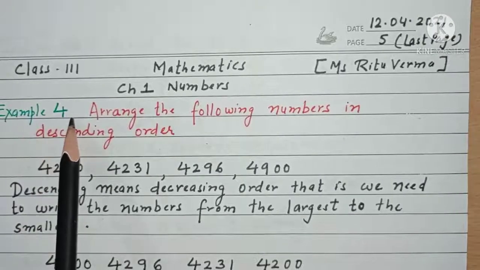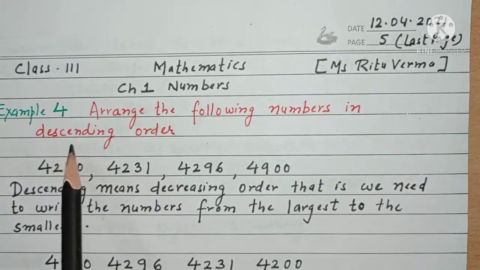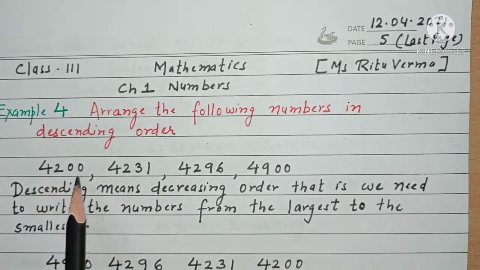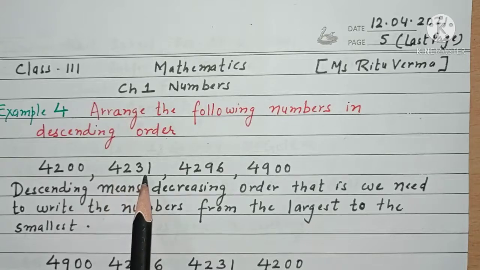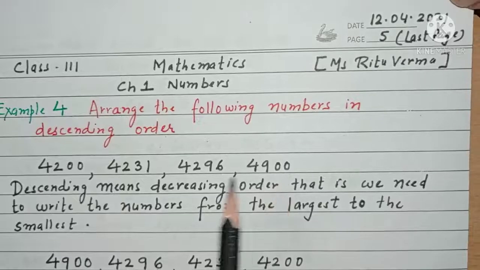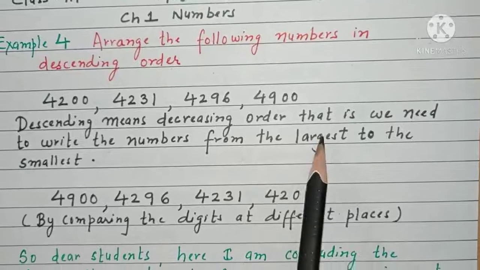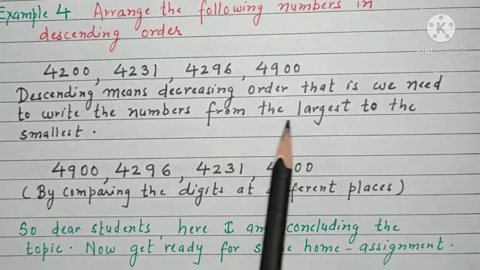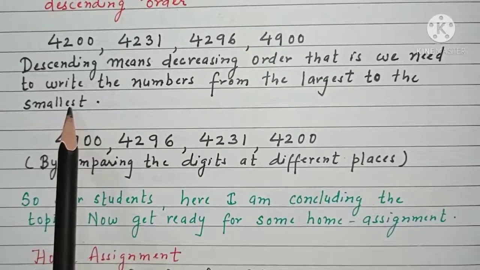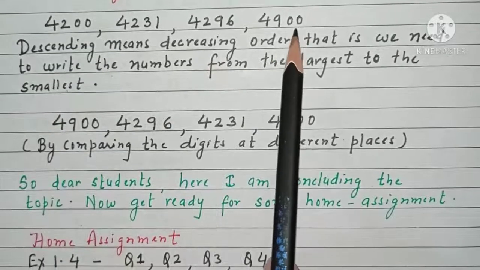Now through example 4, we will learn how to arrange the following numbers in descending order. The numbers given to us are 4200, 4231, 4296 and 4900. Students, descending means decreasing order. That is, we need to write the numbers from the largest to the smallest. Descending, coming down from the largest to the smallest. We will look for the largest number.